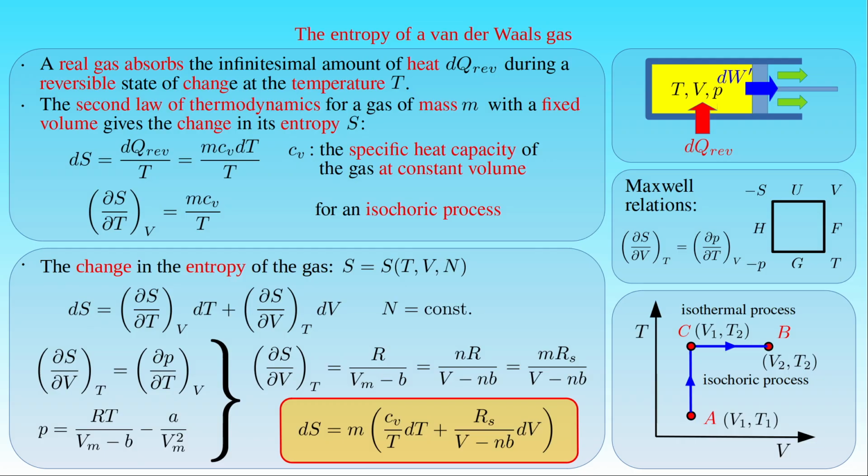The first one is equal to the specific heat capacity Cv of the gas at constant volume over the temperature T of the gas times the differential of T, and the second term is given by the specific gas constant Rs of the gas over the difference between its volume V and its amount of species n times the volume correction constant B of the gas, times the differential of V.